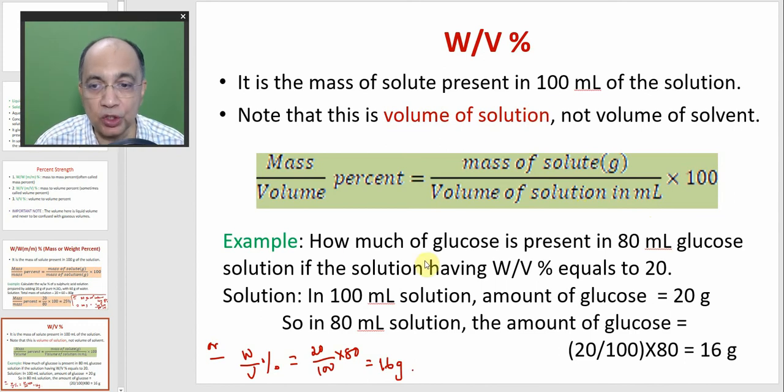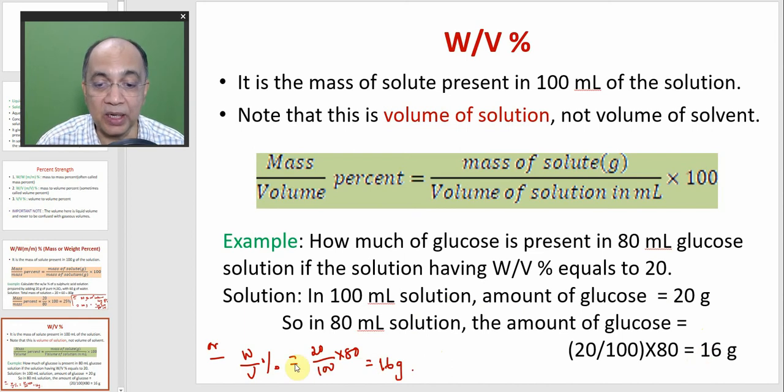For example, how much glucose is present in 80 ml glucose solution if the solution has a W by V percent equal to 20%. If a particular glucose solution is branded as 20% W by V, then what is the mass of glucose present in 80 milliliter of the solution? Now, if we go in a unitary method, if 100 ml solution contains 20 gram of glucose because it is 20% W by V, then 80 ml solution contains how much glucose? 20 by 100 into 80, 16 gram.